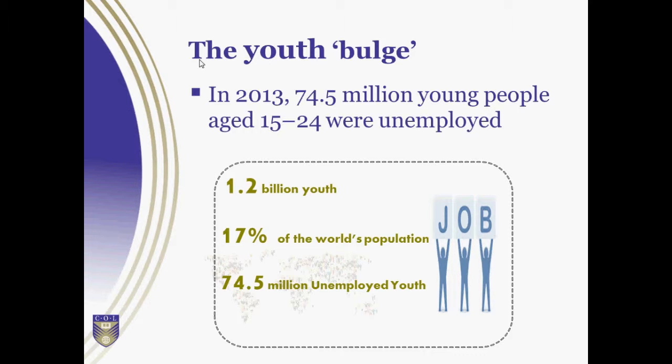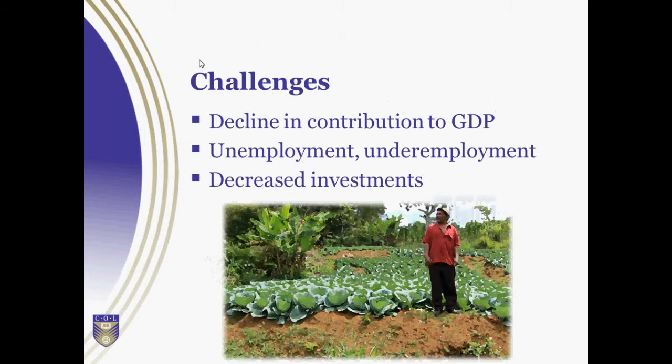Now, in spite of the critical role that agriculture has, the trend has been a decline in terms of its contribution to the GDP. The biggest slump can be seen in South Asia, which pioneered the Green Revolution in the 1960s.